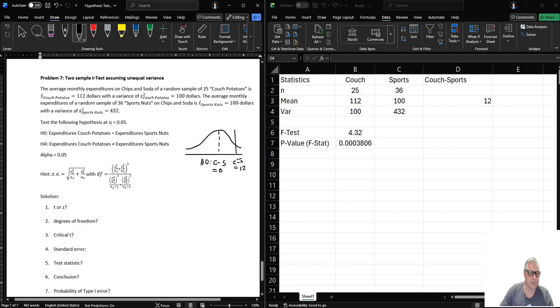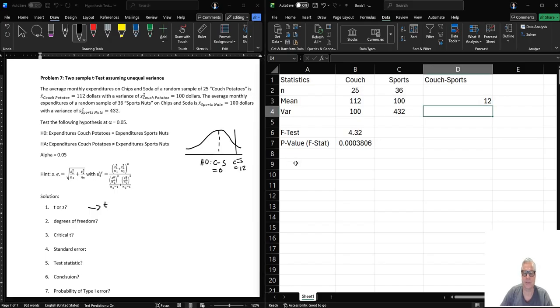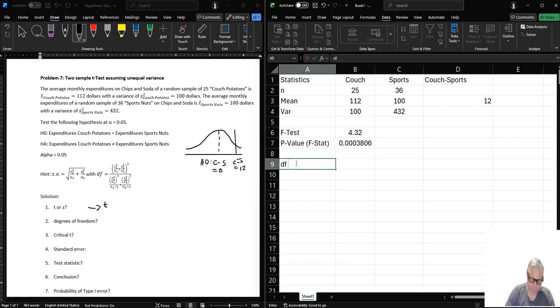Okay, so the first solution is obviously P or C, because we don't have any sigma, it's again a T. Okay, how many degrees of freedom do we have? So now we need to use this formula here, which is quite complicated. And so what I will do is I create again a degree of freedom calculation.